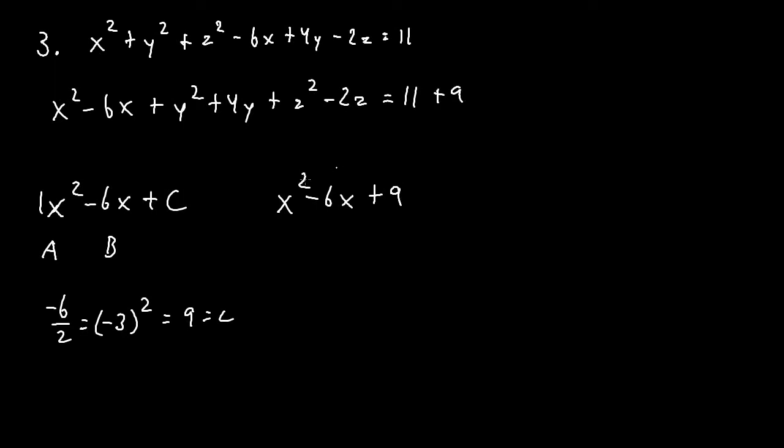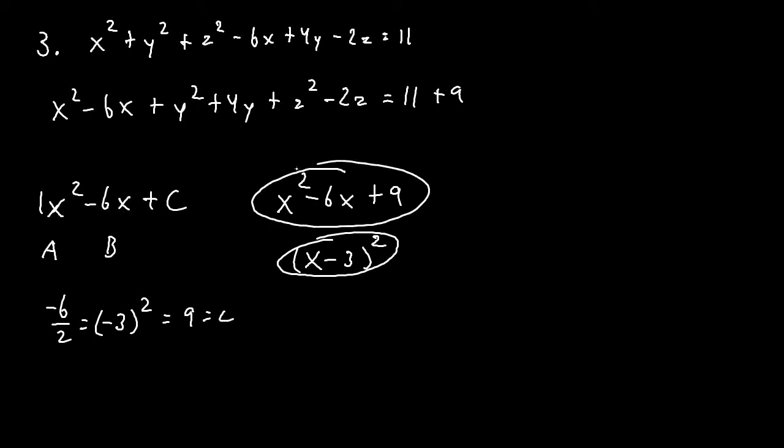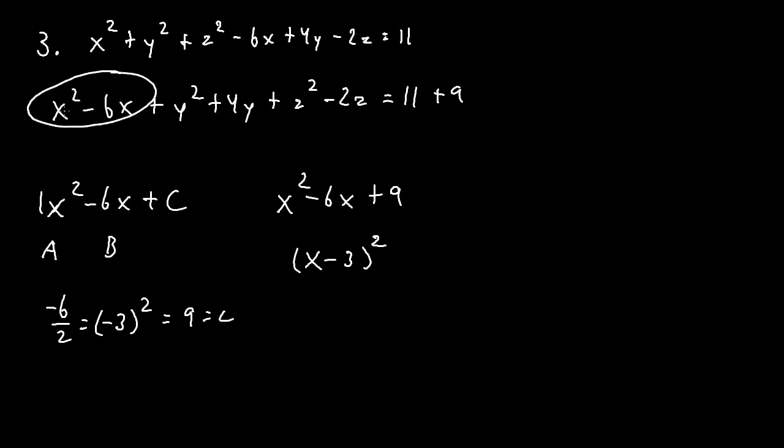And so notice this is a perfect square, x squared minus 6x plus 9, because we can turn that into x minus 3 squared. Because if we FOIL x minus 3 squared, we will get back to x squared minus 6x plus 9. So I'm going to go ahead and replace x squared minus 6x with x minus 3 squared. And notice we added 9 on the other side because we added 9 on the left side as well. So I'll rewrite it as x minus 3 squared.